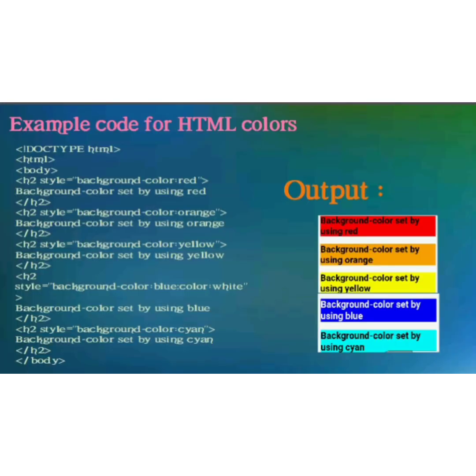Example code for HTML colors. Doctype HTML, HTML document starts, body. Here we have taken 5 headings of the same size by using H2 for each heading. And then background-color style equals the background color. In the first heading we have mentioned red, in the second heading we have given orange color, and in the third heading we have given yellow color. In the fourth heading we have given blue color for background, and the text color will be white.